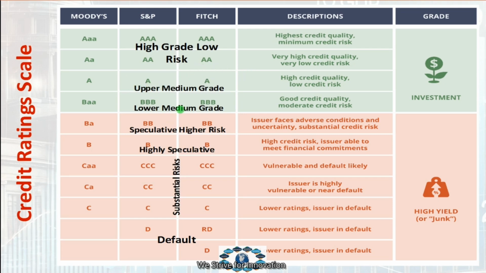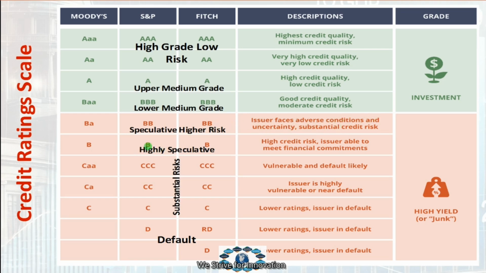So it's categorized into high grade, low risk, then upper medium grade, and then lower medium grade, like the triple Bs: good credit quality, moderate credit risk. Then we come to the red zone, which is speculative, higher risk: Ba at Moody's or BB. Issuer faces adverse conditions and uncertainty, substantial credit risk.